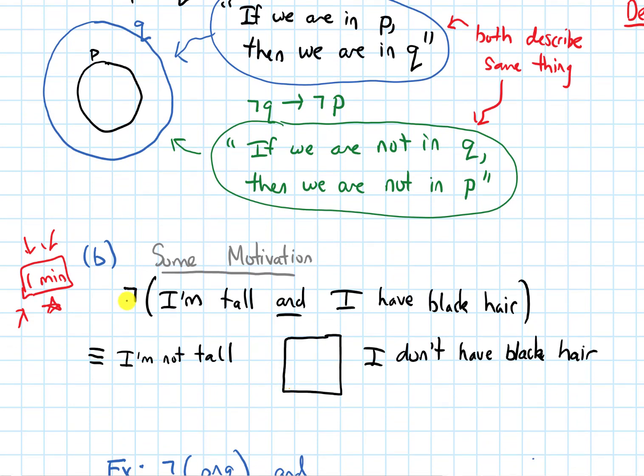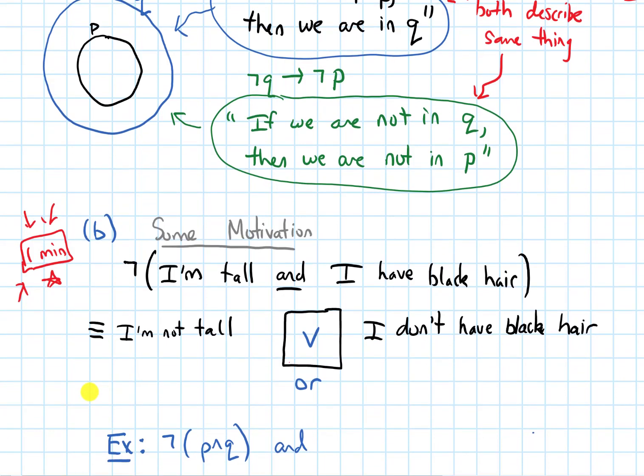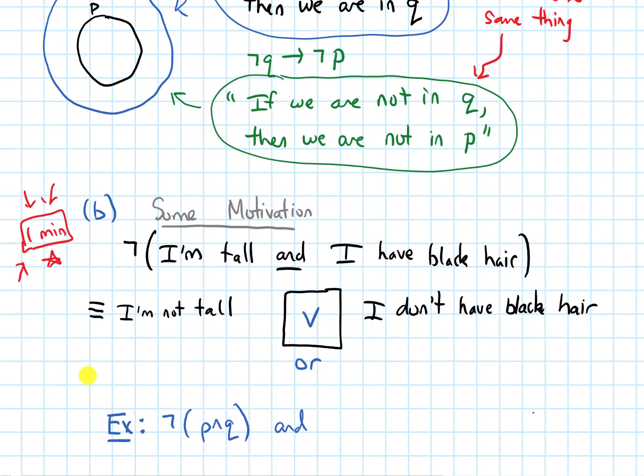So if it's not the case that I am tall and I have black hair, that's kind of like saying it's not the case that I'm both of these things. So that's equivalent to saying, well, I'm not tall, or, there's that keyword or, here's the symbol or, I don't have black hair. So we can generalize this by saying that this original proposition has the form negation, and then in parentheses P and Q. And this next statement has the form not P or not Q.